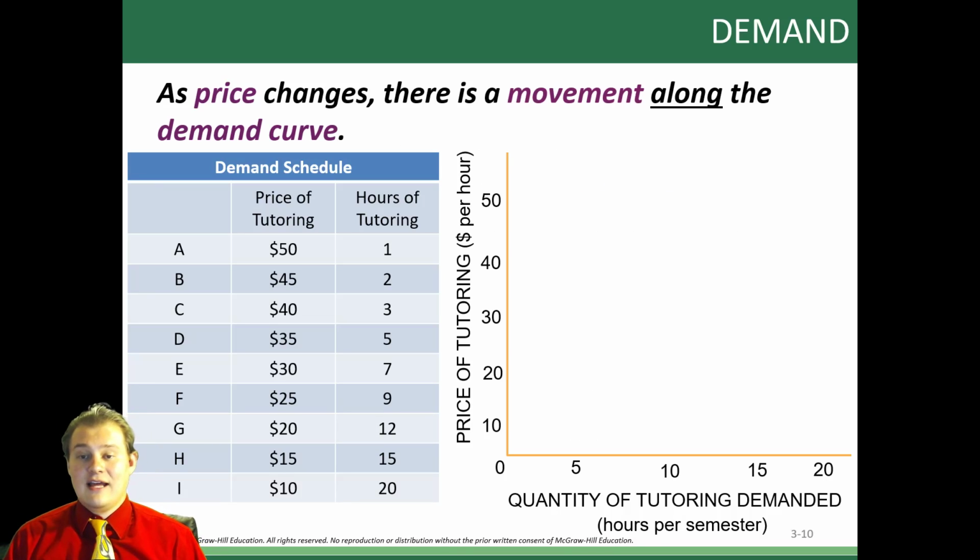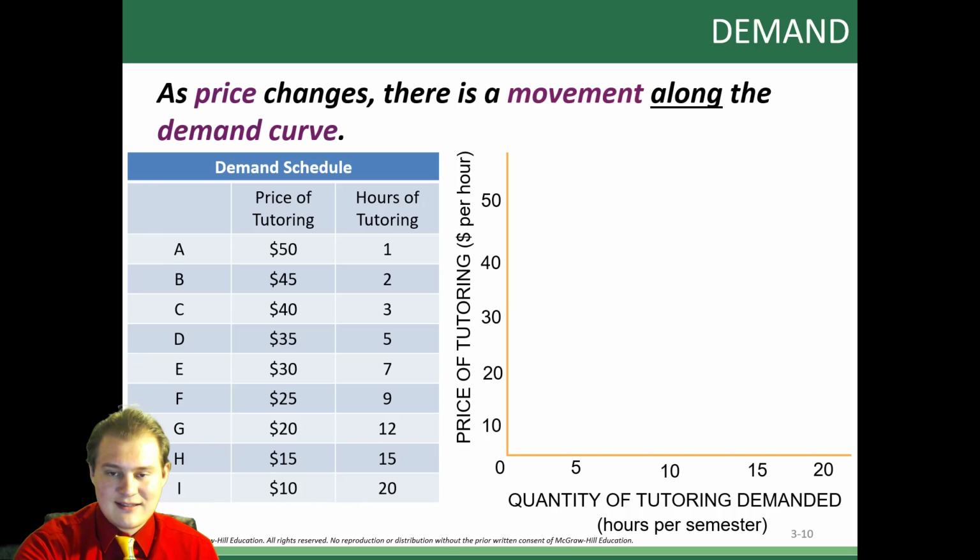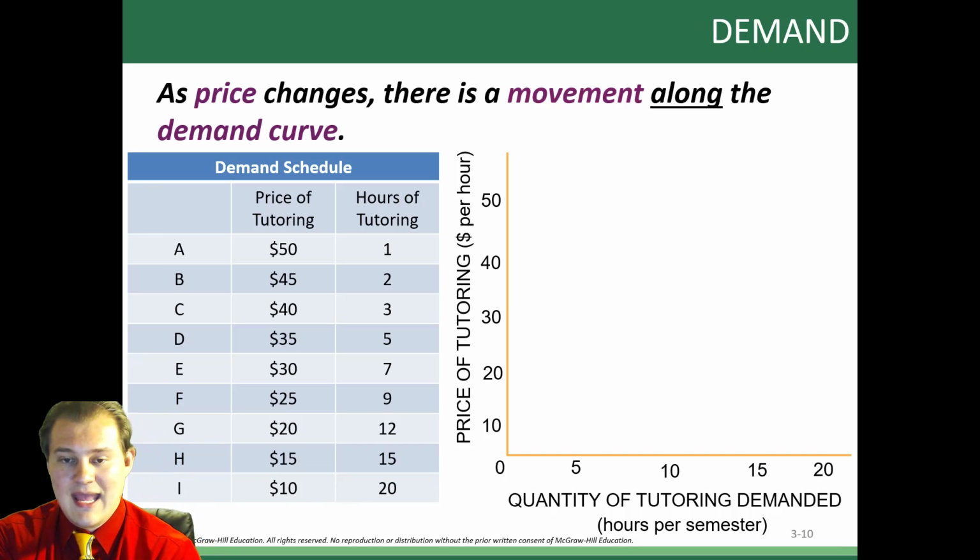So here we have the left and the right. On the very left side, we have the demand schedule, that table. And then on the right, we have the graph. So let's take a look at this. As price changes, there is a movement along the demand curve. So we take that schedule, and we can plot A for the $50 of price and how many tutoring hours are demanded.